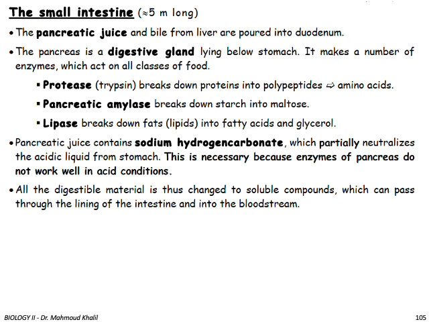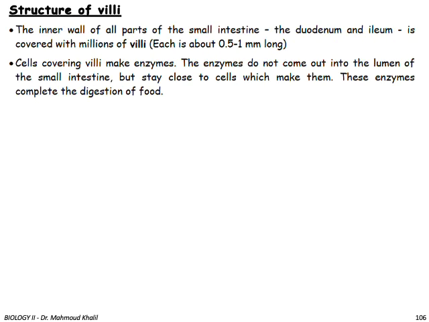All the digested material is now changed into soluble compounds, which can pass through the lining of the intestine and into the bloodstream. If we are talking about the small intestine, we need to know the structure of the villi. The inner wall of all parts of the small intestine, the duodenum and the ileum, is covered with millions of villi. Each villus is about 0.5 to 1 millimeter long.